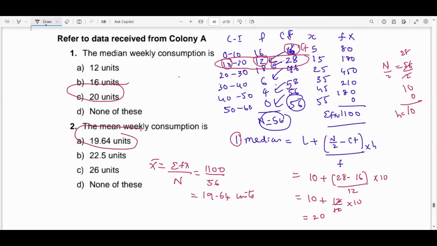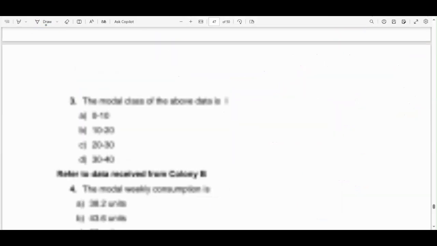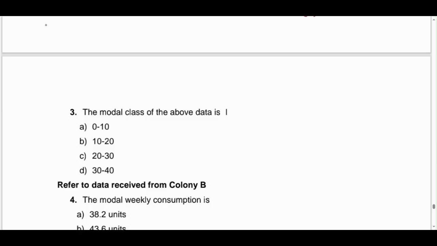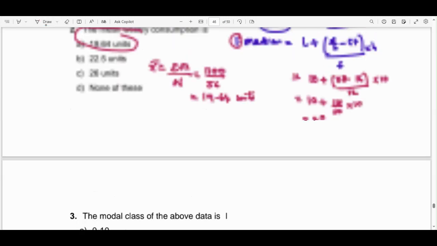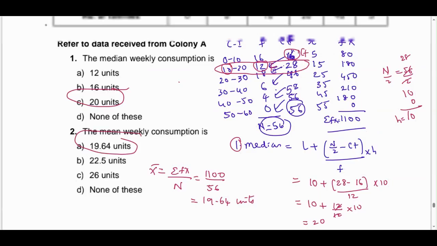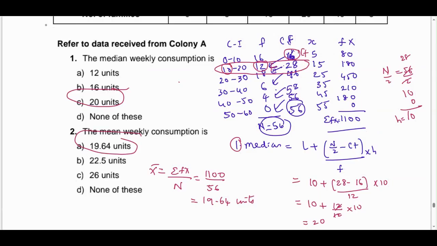Then moving on to the next question, we have the modal class of the above data. What is the modal class? The modal class is the class with the highest frequency. Where is the highest frequency found here? The highest frequency is 58. Modal class is the highest frequency.